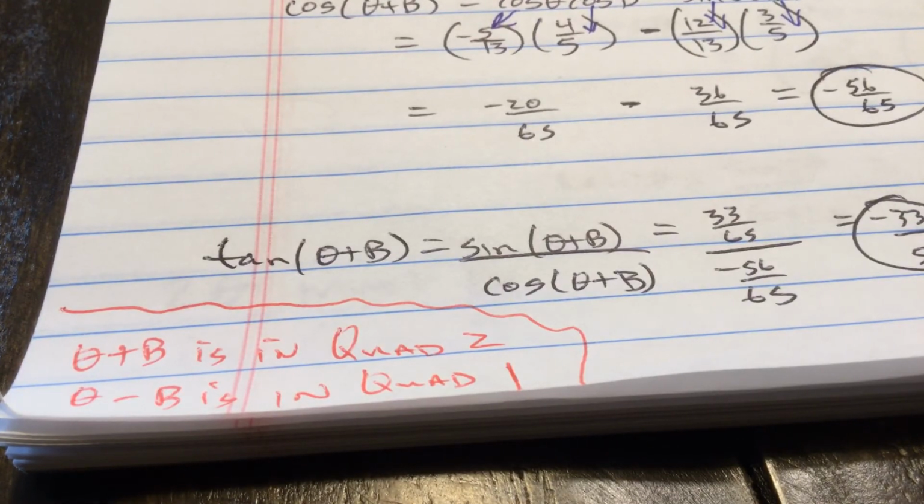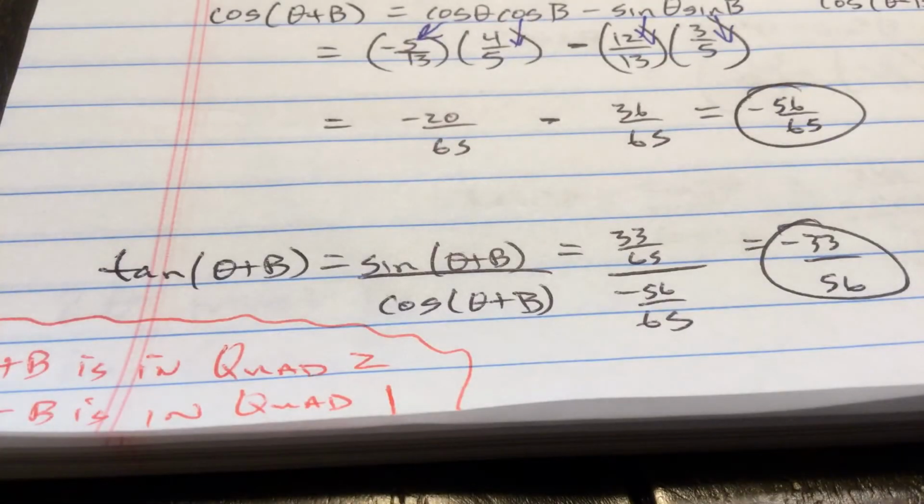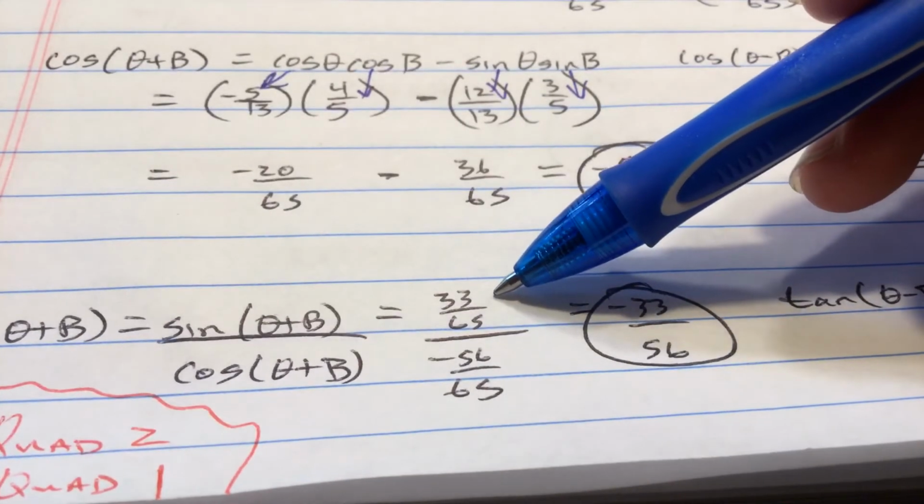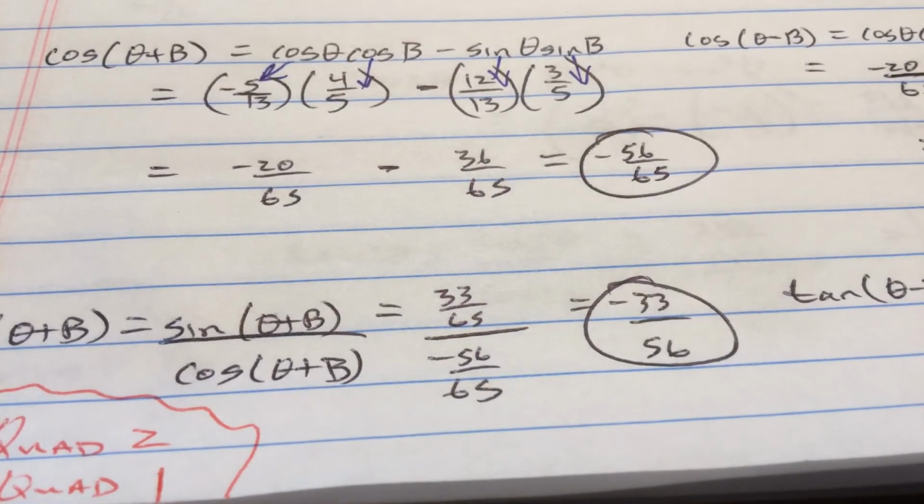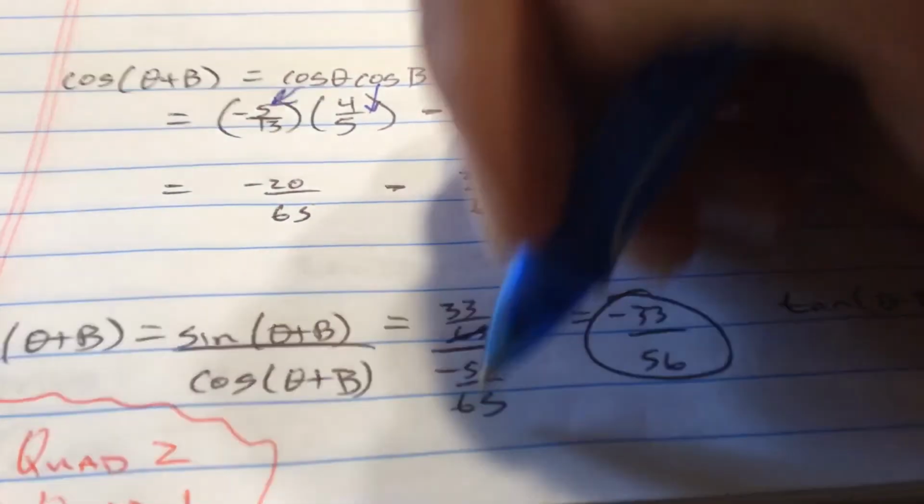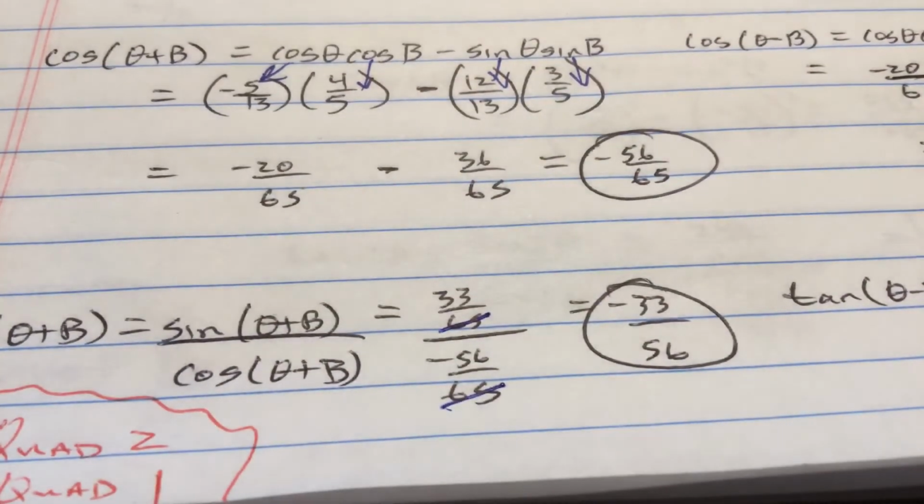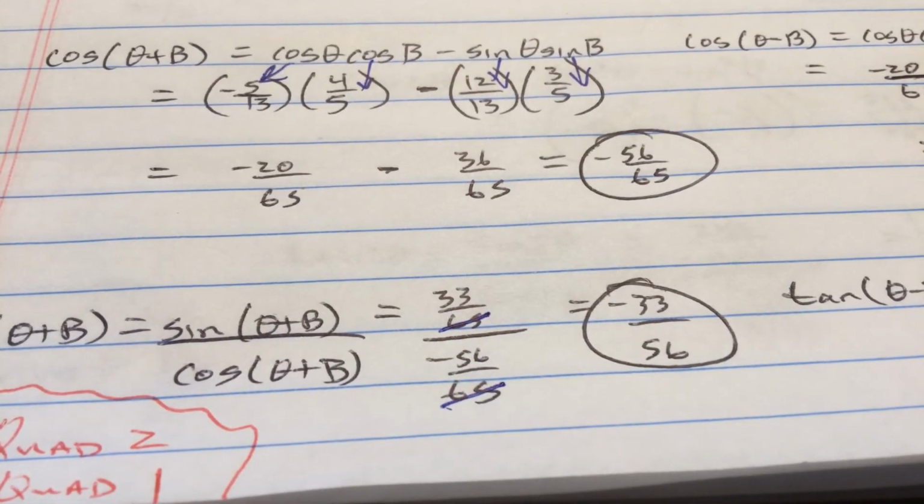Lastly, tangent of theta plus beta is simply the ratio of sine of theta plus beta over cosine of theta plus beta. Sine of theta plus beta, cosine of theta plus beta. Folks, take a look at this. 65, 65 are both denominators. They will cancel. You get negative 33 over 56. That'll happen for us a lot this year.